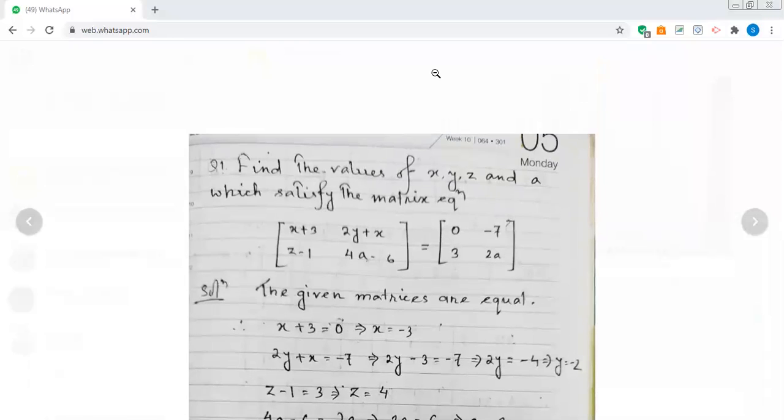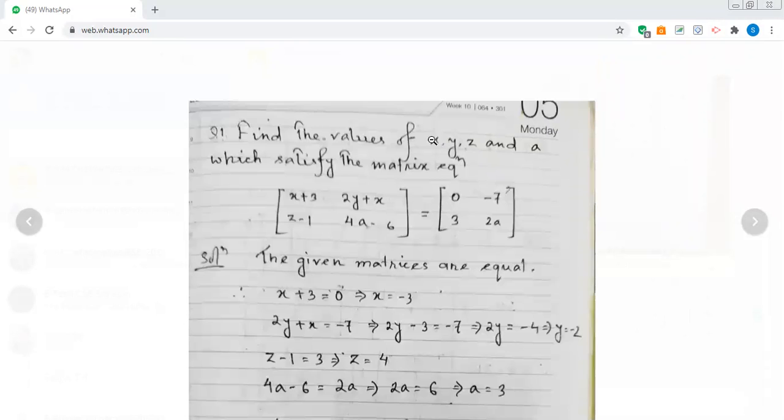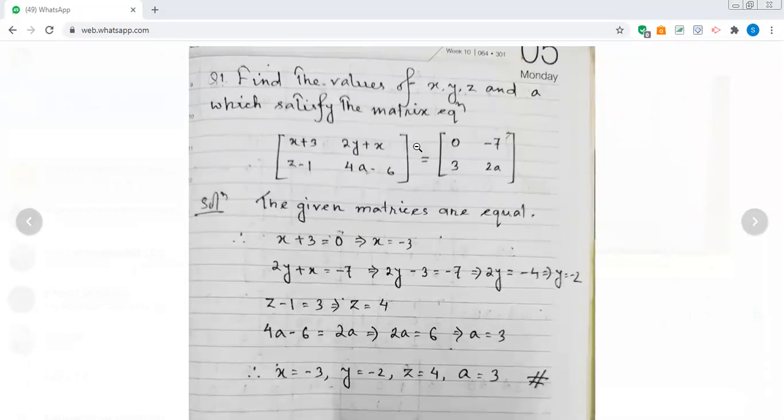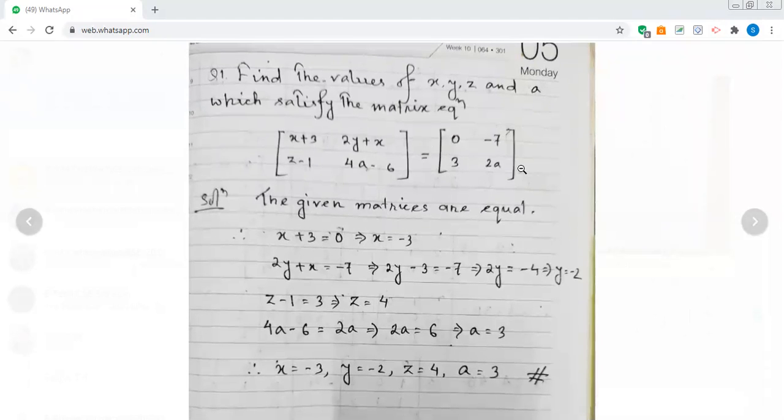So in this way, you can verify the values of the unknowns by plugging the values into the matrix equation. Very simple. इस टाइप का क्वेश्चन एक आ सकता है शॉर्ट क्वेश्चन में, ठीक है? Okay.